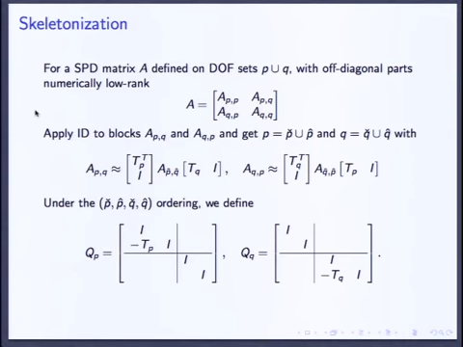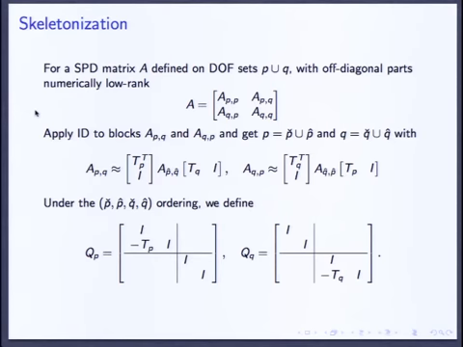Take a look at this matrix, given any SPD matrix, let's say, and assume that it is defined on the union of two degree of freedom sets, P and Q. We also assume that the off-diagonal blocks, A_PQ and A_QP, are numerically low rank. Because they are numerically low rank, we can use the interpolative decomposition technique I talked about in the previous slides to write these off-diagonal blocks in these forms.